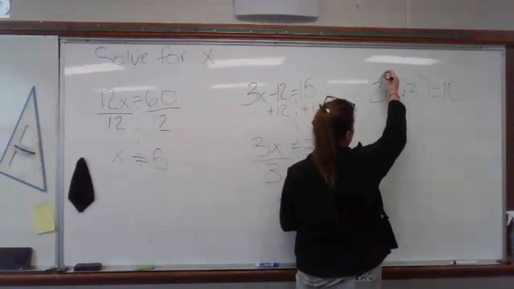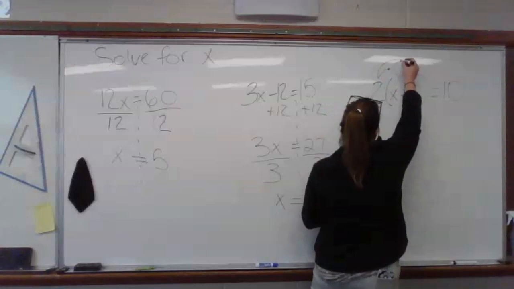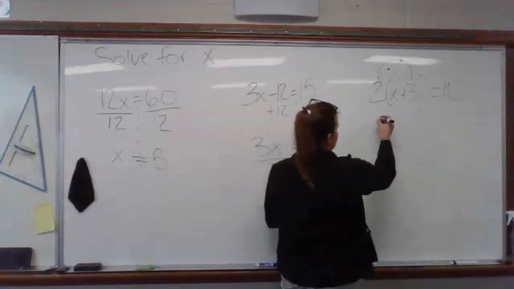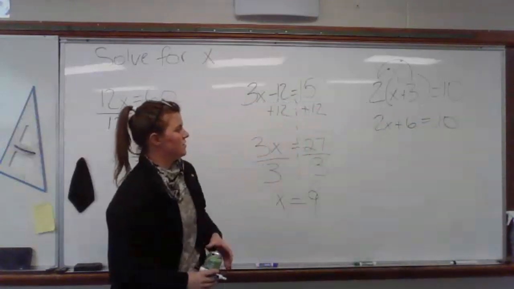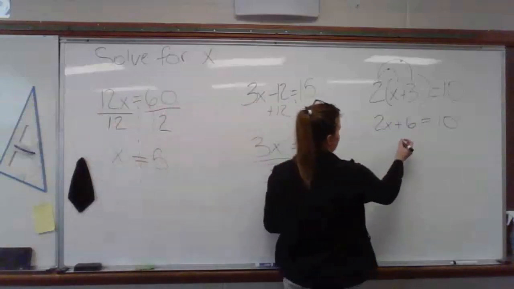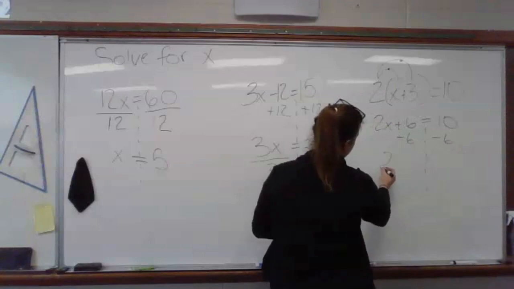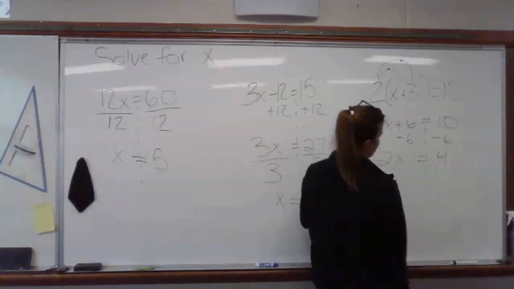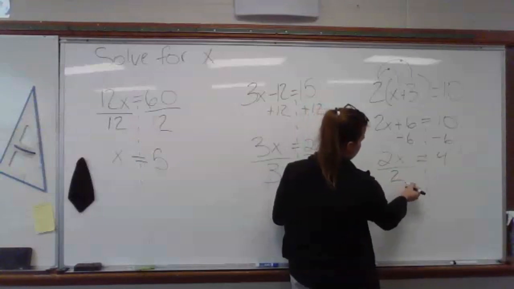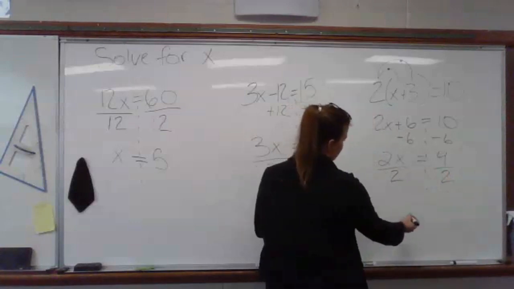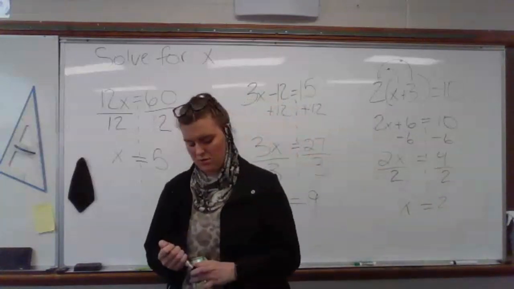Okay, so for this one, we see parentheses, so we know that we need to distribute. We're going to take our 2, our outside number, and distribute it to our x. And we're also going to distribute it to our 3. So that comes up to 2x plus 6 equals 10. So we're going to draw a line. Our first step is we're going to take our 6 over. So we have 2x equals 4. And then we still have a number attached to our x, so it's multiplication. We're going to divide by 2 on that side. So that brings us up to x equals 2.